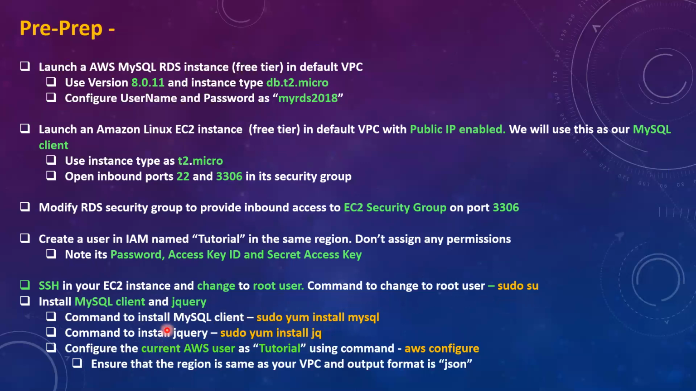After you've installed both of these, go ahead and configure the current AWS user on your EC2 instance as tutorial. This was the user that you created earlier. This is where you will need its access key ID and secret access key. The command to set the current AWS user is aws configure.